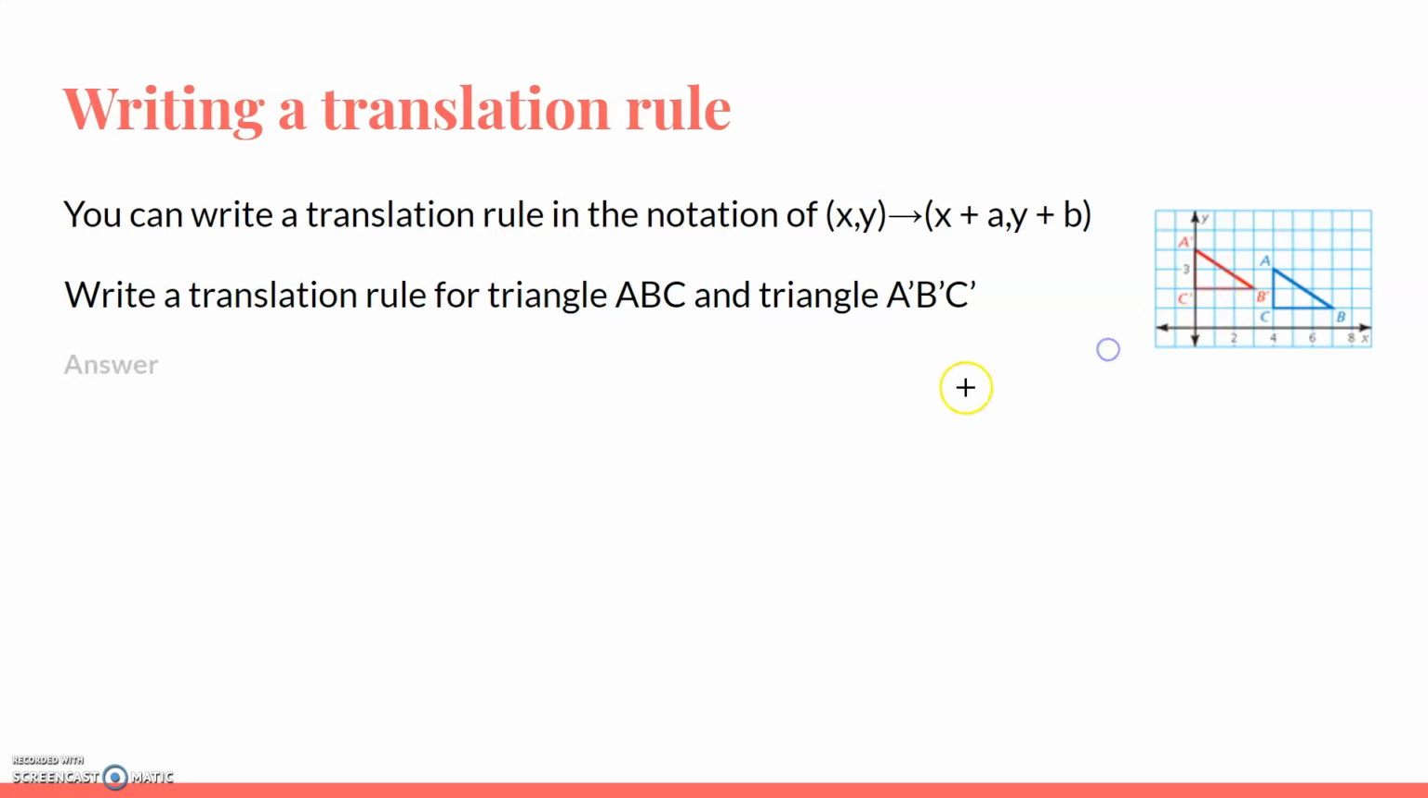Alright, so now that you're back, the answer is going to be, the translation rule is (x + 4, y - 1). And the vector was <4, -1>. As you can see here, it's translated 1 unit down and then 4 units to the right, so you're just going to add 4 and then add the -1.